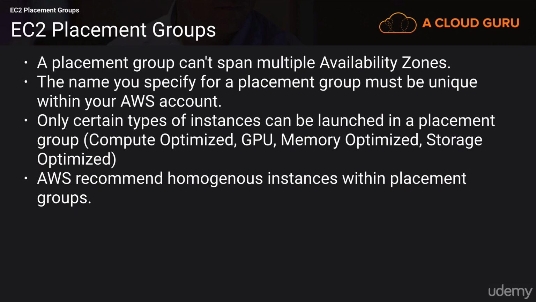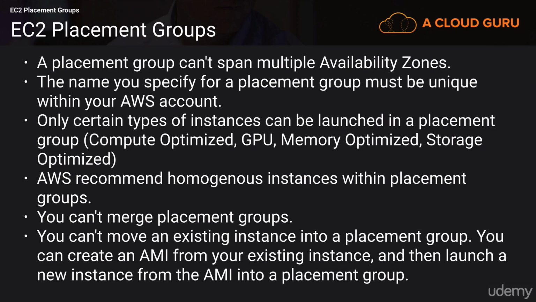And there's a couple of reasons for that. It's around reservations. But again, you don't really need to know this going into the associate exam. Just remember that AWS recommend that you always use the same instance family and the same instance size when using placement groups. Another thing you should remember is you can't merge placement groups, and then you can't move an existing instance into a placement group.